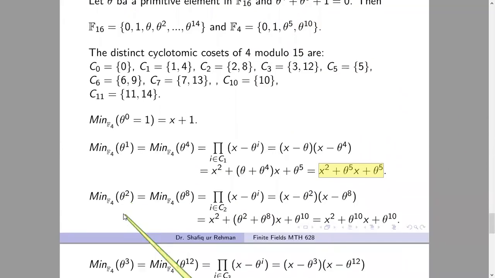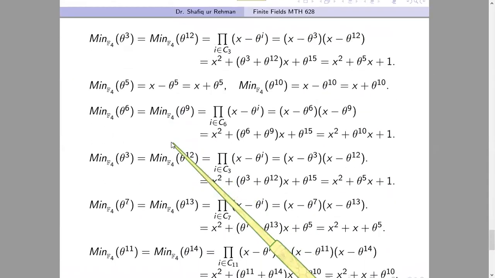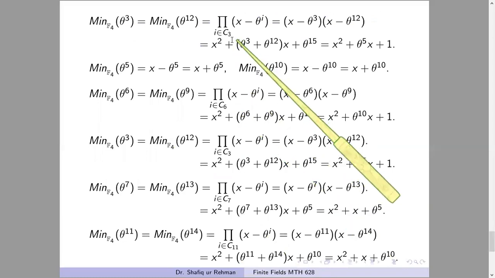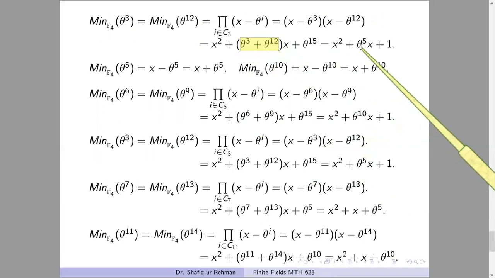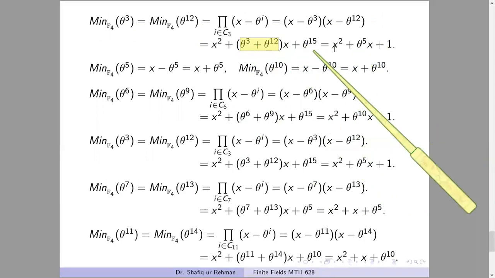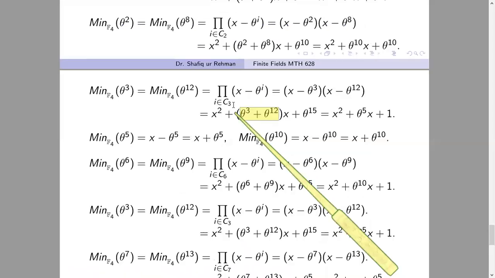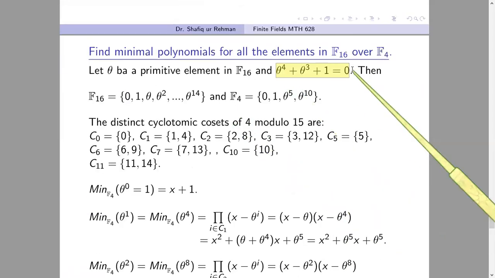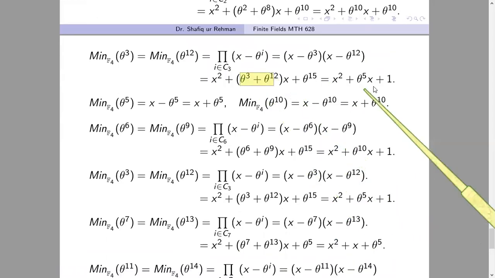Similarly, minimal polynomial of theta square and theta 8. And you have to show that this sum is equal to theta 10. And similarly for others, we can compute all these expressions, and after calculation, we have to show this sum equals theta power 5, and this equals 1, we know. So this is an exercise for you. The key point is you have to use this relation, and theta 15 equals 1, and you can prove that this is equal to theta 5.